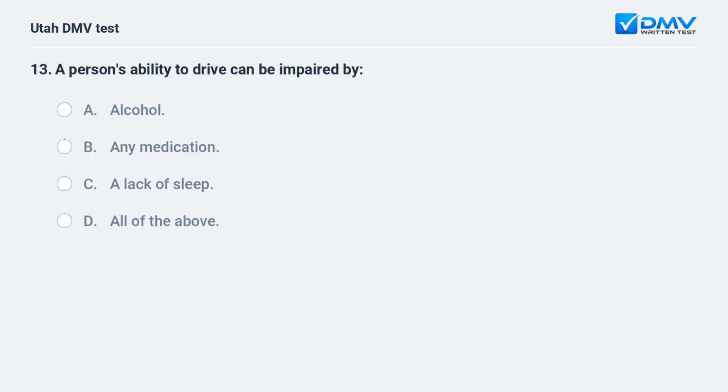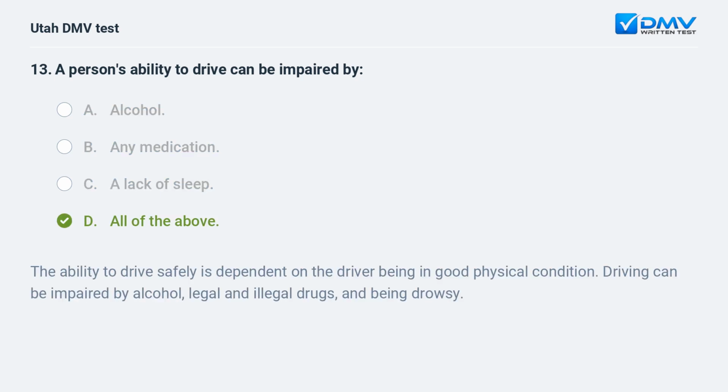A person's ability to drive can be impaired by A. Alcohol. B. Any medication. C. Lack of sleep. D. All of the above. D. All of the above.